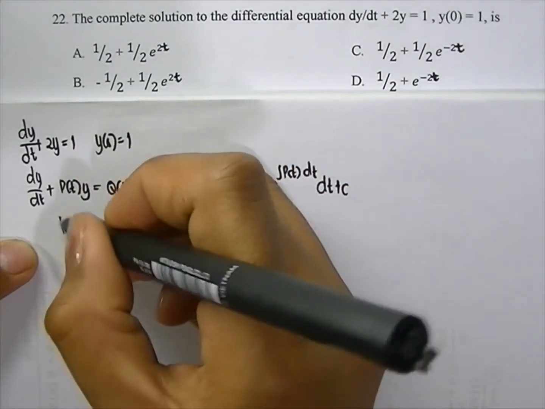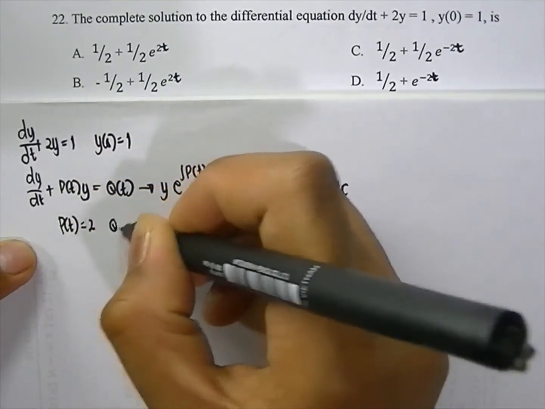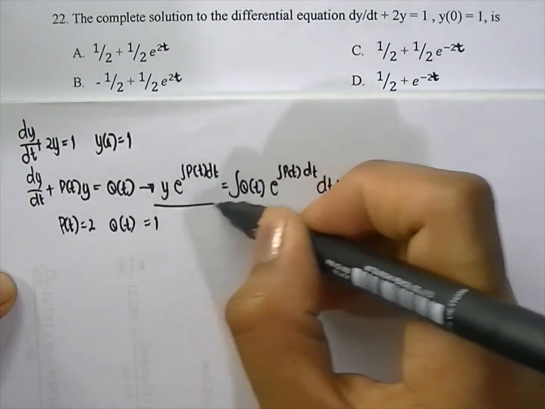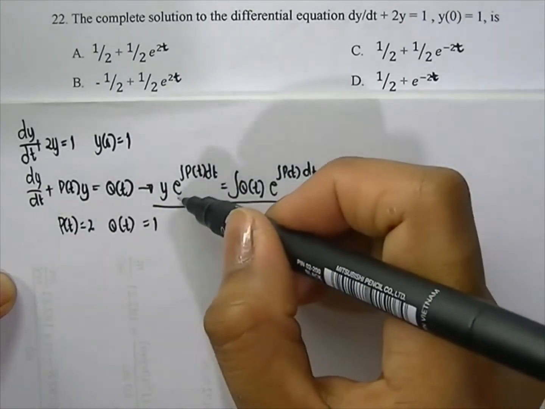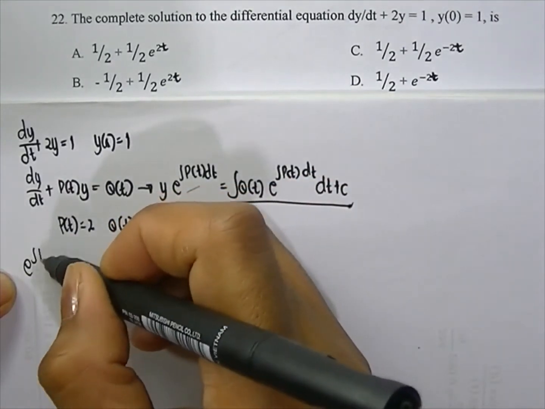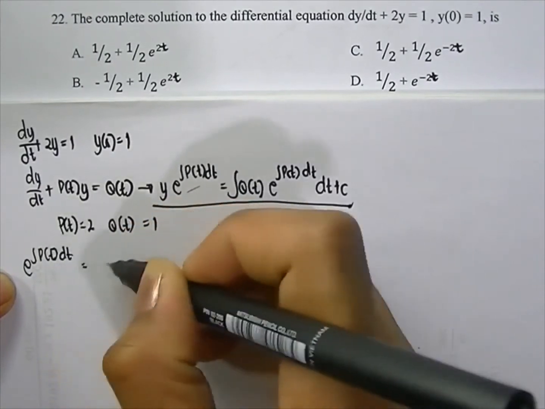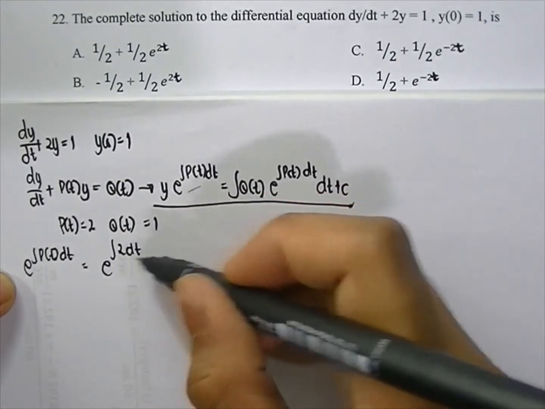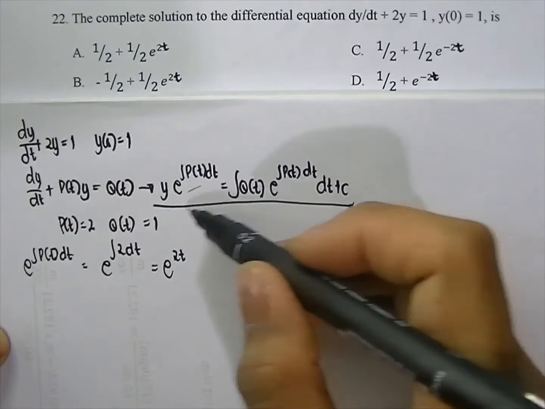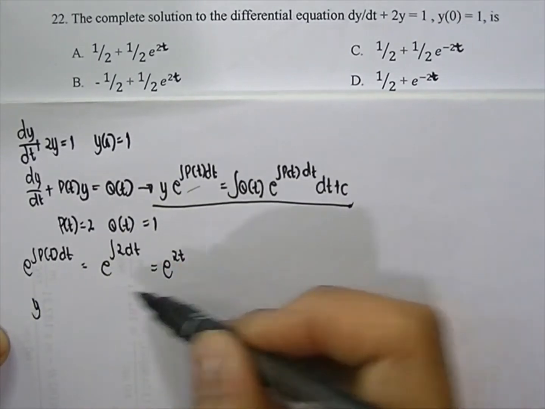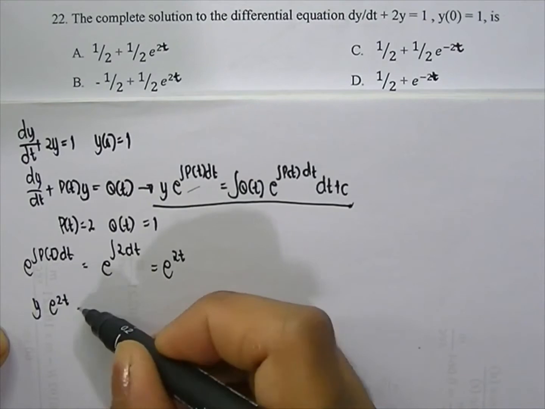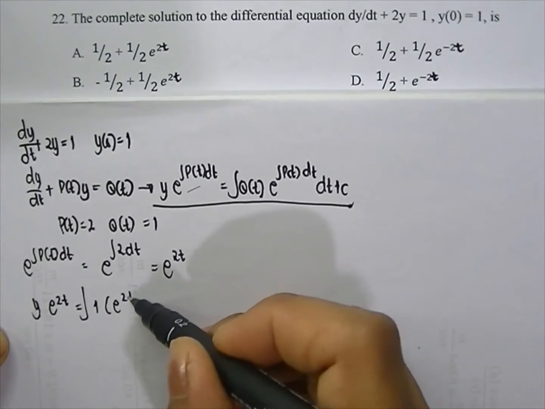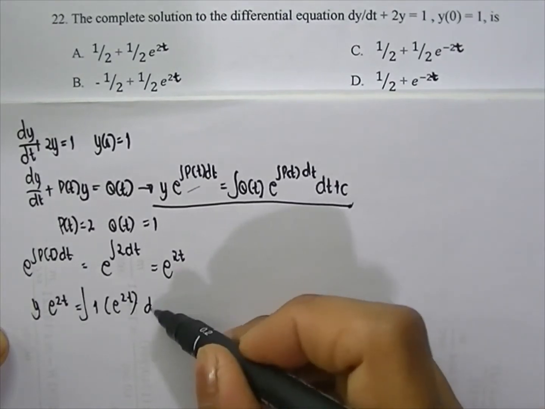So from this equation, we have p of t, that is 2, and q of t, that is 1. So to find the equation, we have to find first e raised to the integral of p of t dt. So the integral of 2 dt is 2t. So substitute here, we have y times e to the 2t equals the integral of 1 times e to the 2t dt plus c.